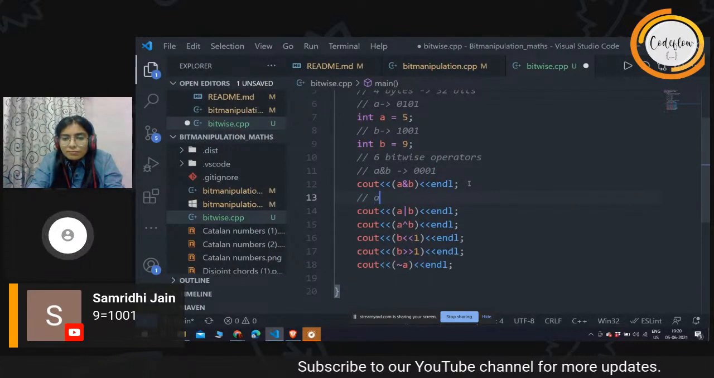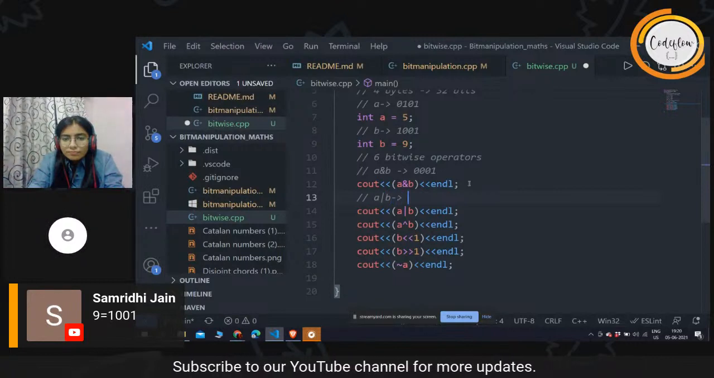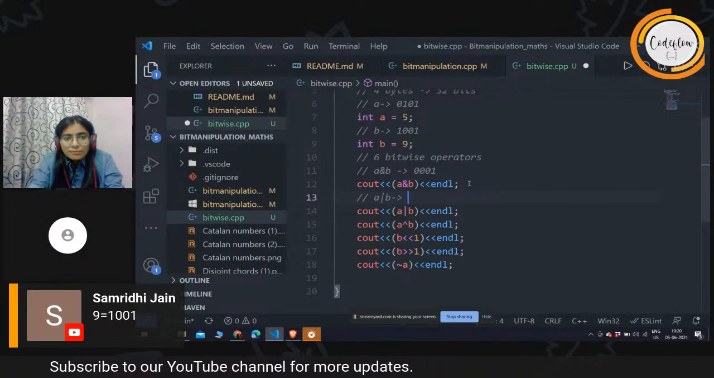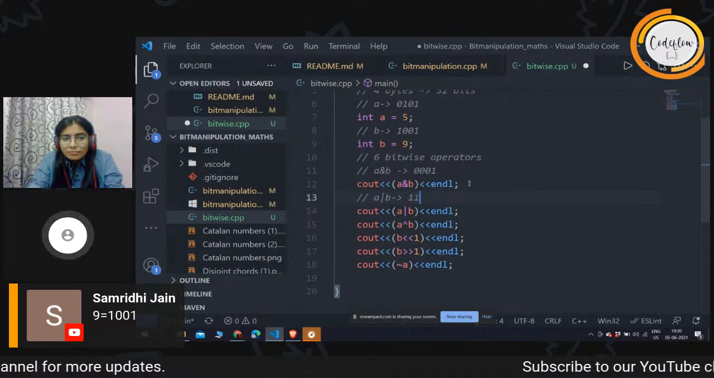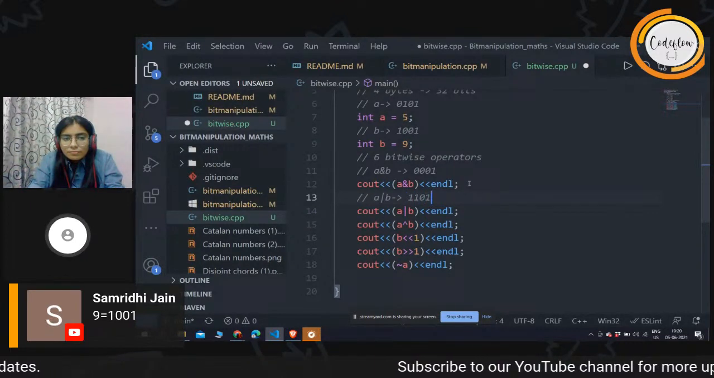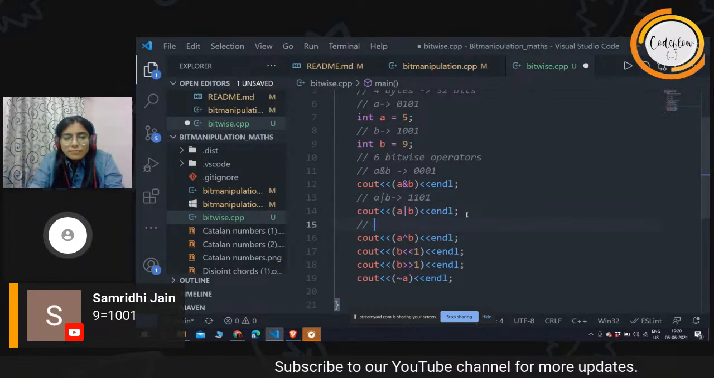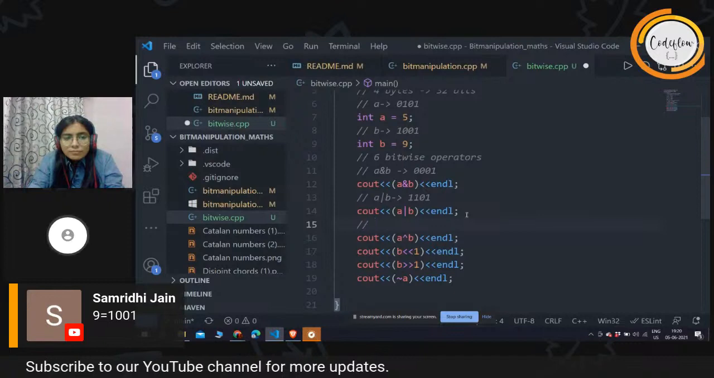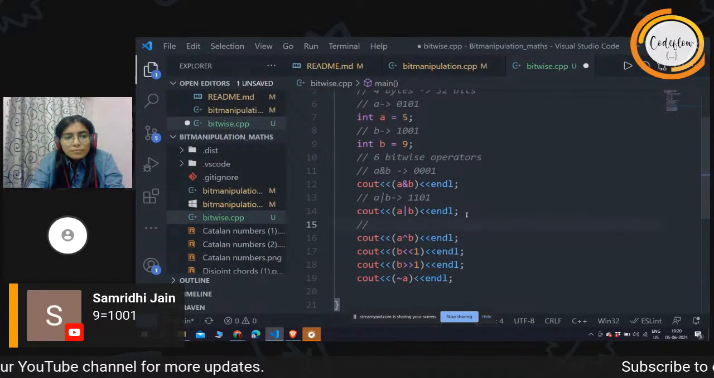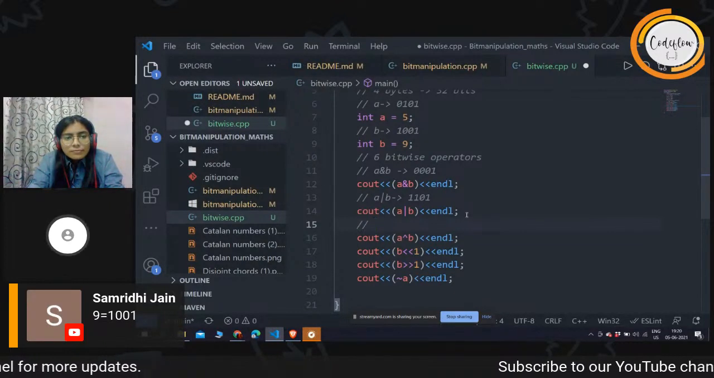Then, what would be the answer of A or B? It would be just 1, 1, 0, 1. Makes sense, right? And then XOR. For XOR, if you don't remember the logic, guys, for XOR, whenever you have 1, 1, the same number comes.